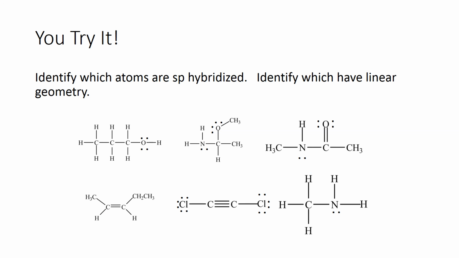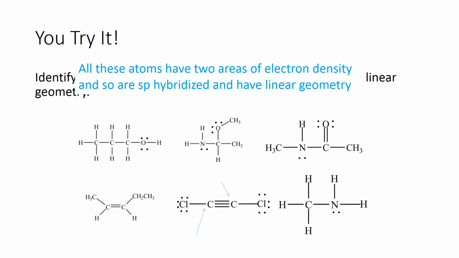Now identify those that are sp hybridized and have linear geometry. The only ones here are going to be these two carbons because they're the only ones that have two areas of electron density.